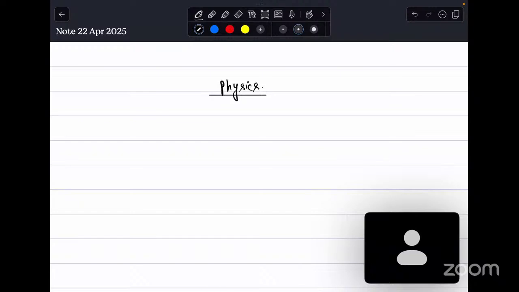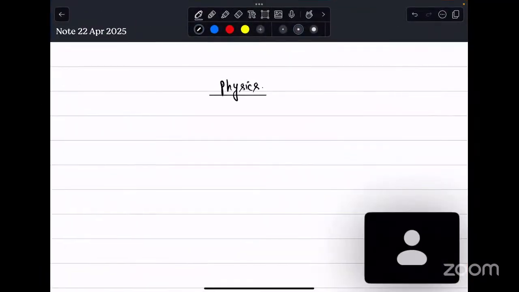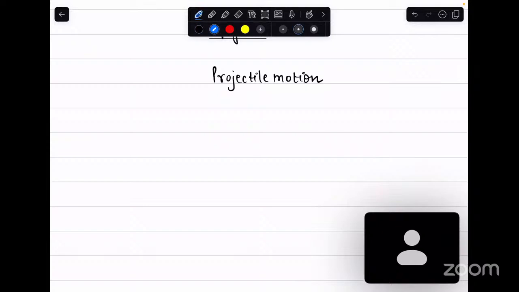So in physics, we were discussing circular motion, right? Now we can discuss projectile motion. Do you know what is projectile motion?